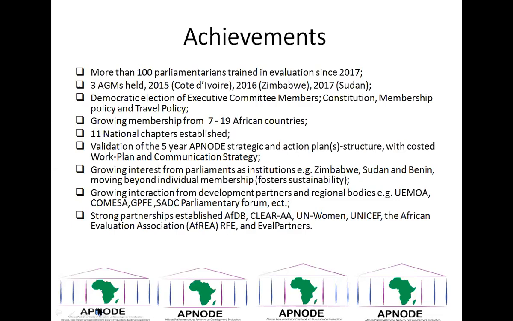And also its interaction with other bodies such as UMWA, COMESA, the Global Parliamentarian Forum for Evaluation, and the SADC Parliamentary Forum. AFNOT is trying to build awareness and work with other institutions to really delve further into bridging the gap between supply and demand at the continental level. And its strong membership established with the African Development Bank, CLEAR-AA, which is the Center for Learning and Research, UN Women, UNICEF, the African Evaluation Association, Réseau Francophone for Evaluation, and EvalPartners. It means that the capacity that African parliamentarians get for being members of the network is significantly high.